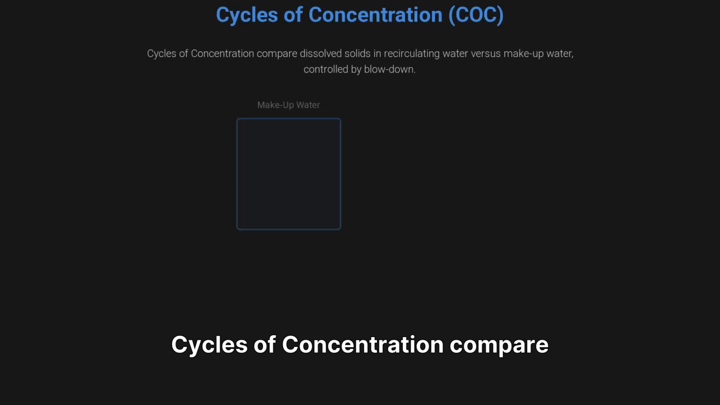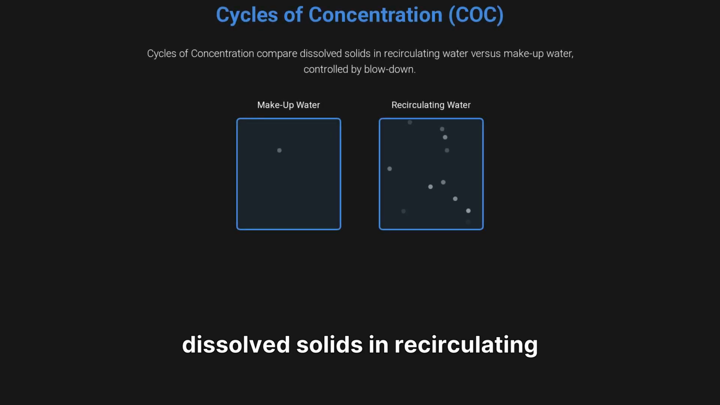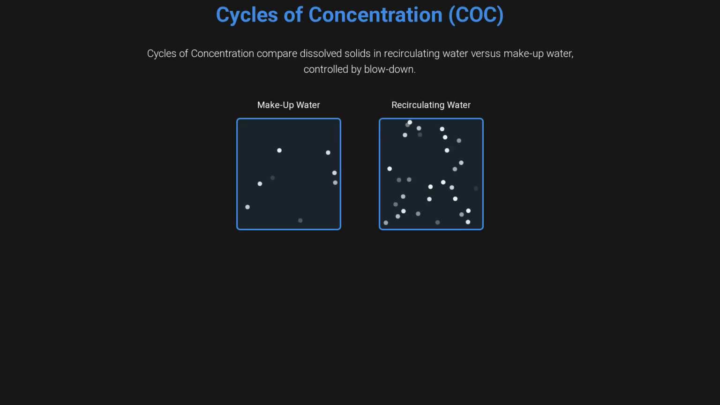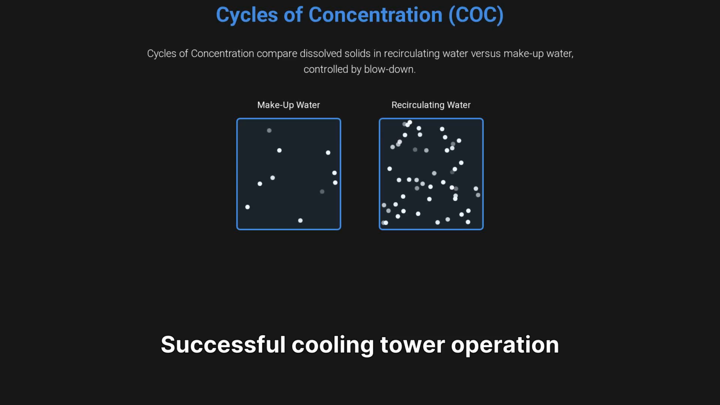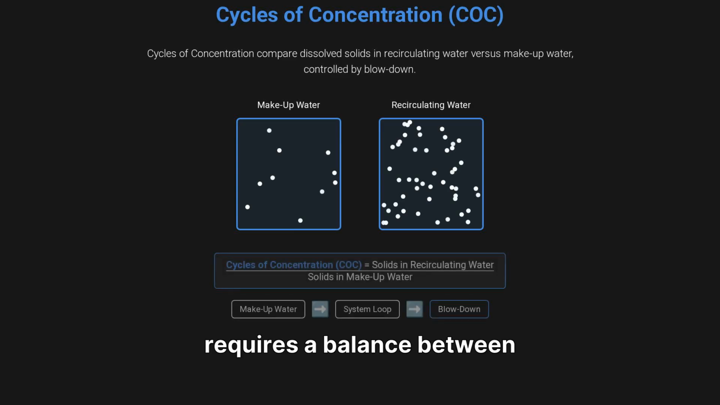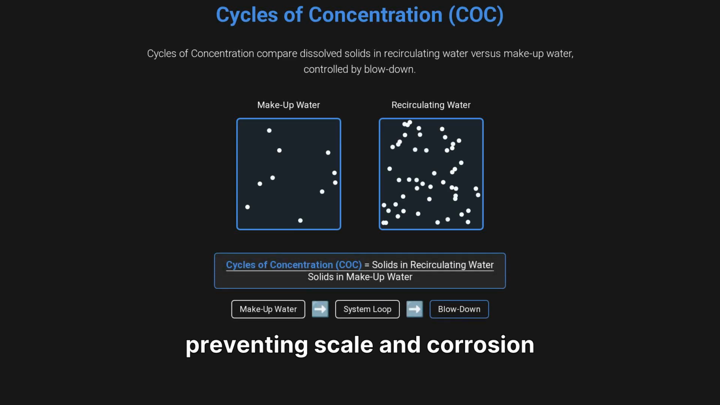Cycles of concentration. Compare dissolved solids in recirculating water versus makeup water, controlled by blowdown. Successful cooling tower operation requires a balance between preventing scale and corrosion from dissolved solids and conserving makeup water. This balance is achieved by controlling the cycles of concentration, COC.